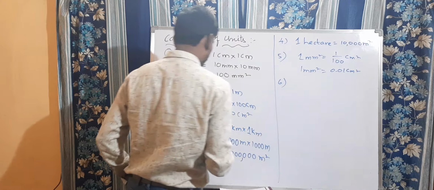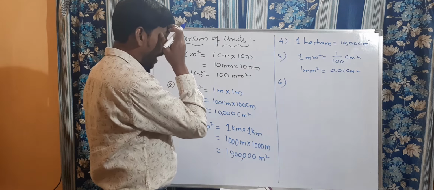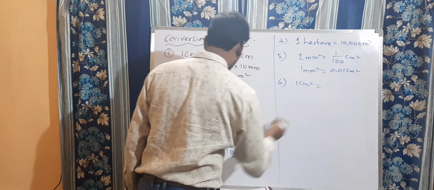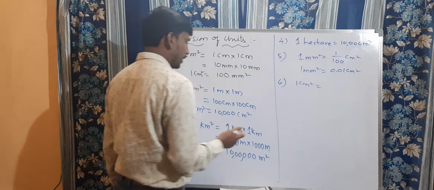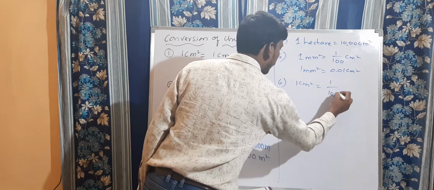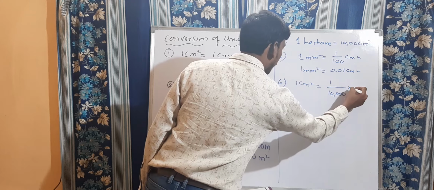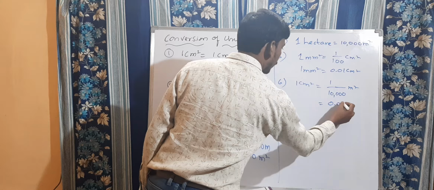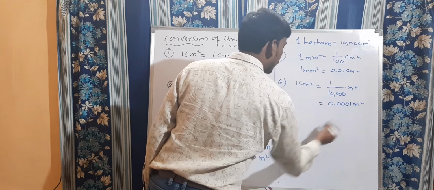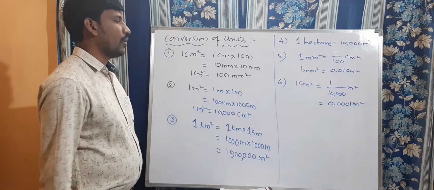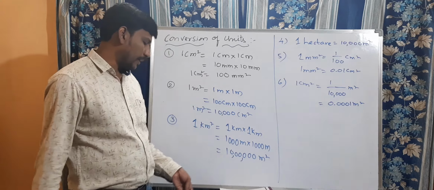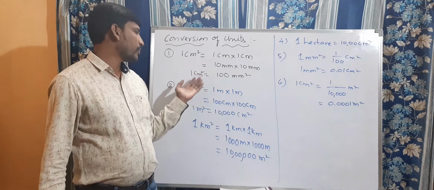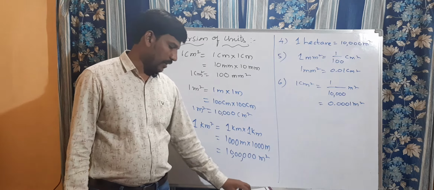The next one is 1 centimeter square in terms of meter square. So 1 centimeter square is equal to 1 by 10,000 meter square. Which is equal to 0.0001 meter square: 1, 2, 3, 4. So this is how we can convert one unit to another unit. Right children? Please copy this.